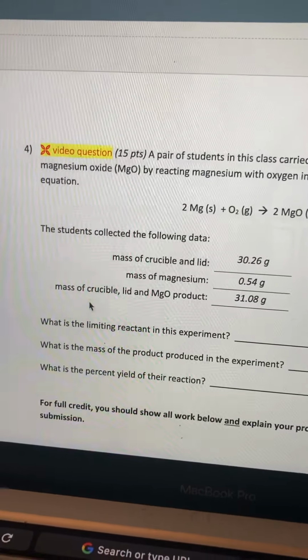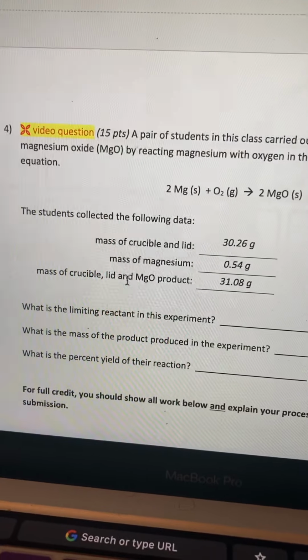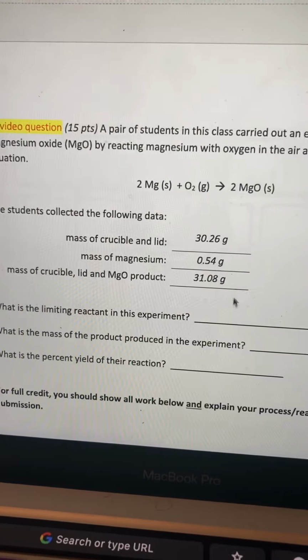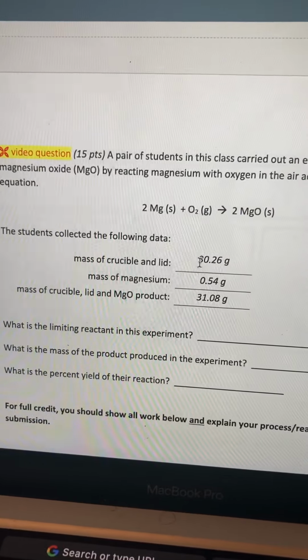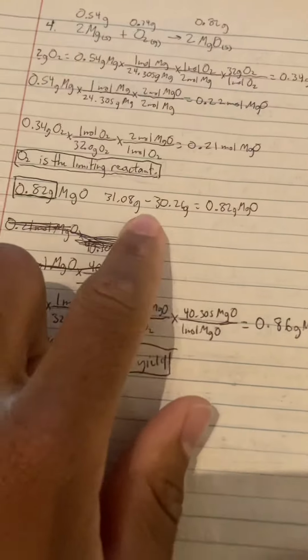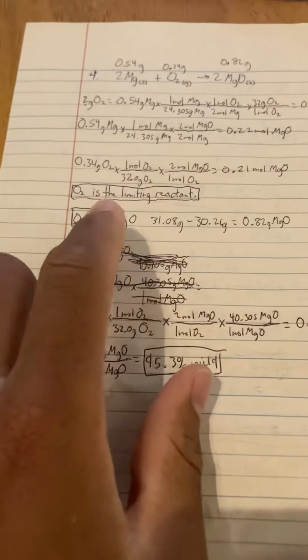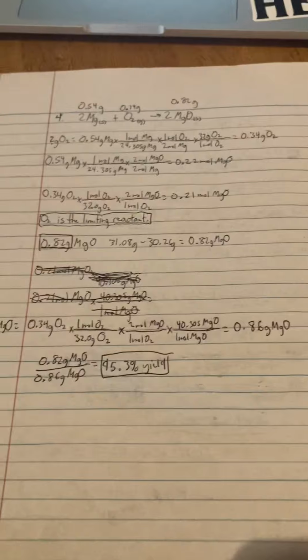The mass of crucible, lid, and MgO product, 31.08, minus the mass of crucible and lid, 30.26. So I subtracted those, as you can see right there, and got 0.82 grams of magnesium oxide.